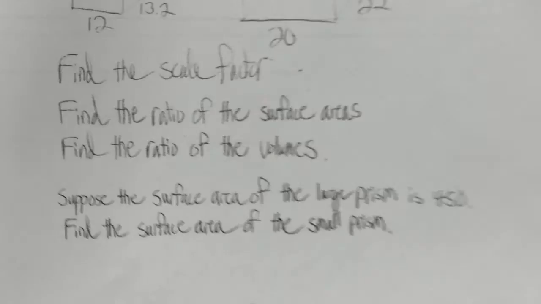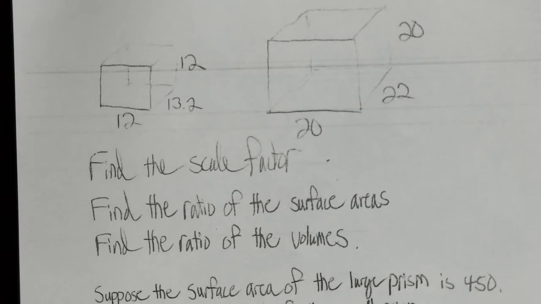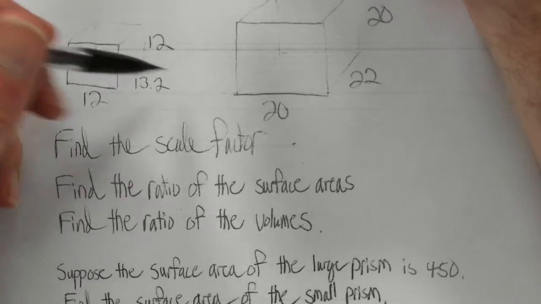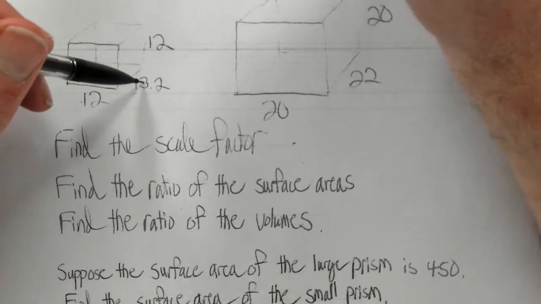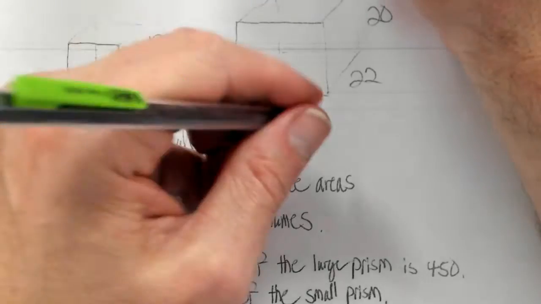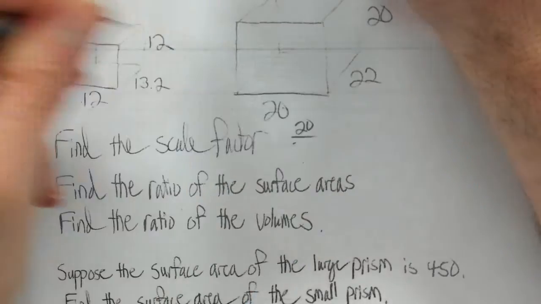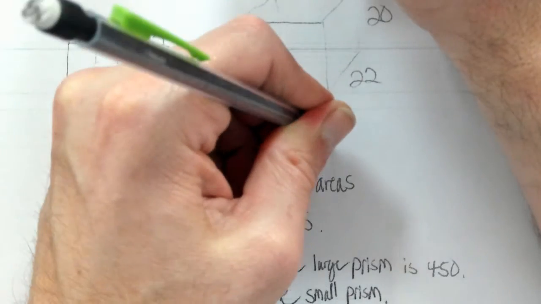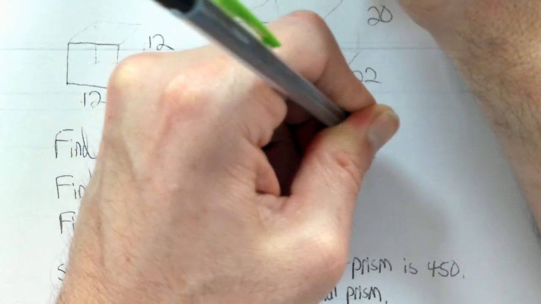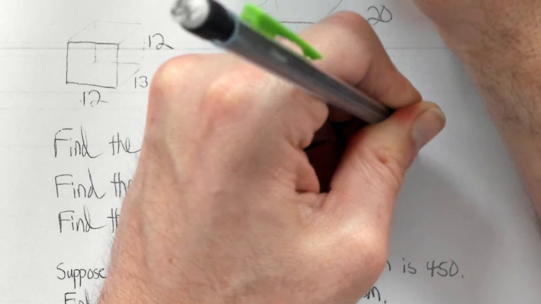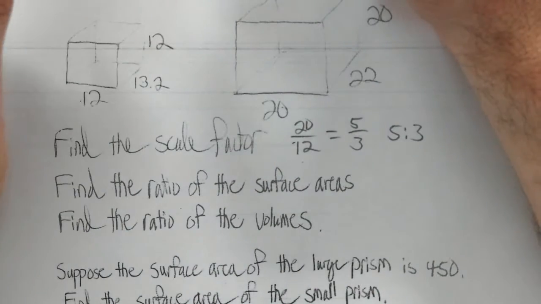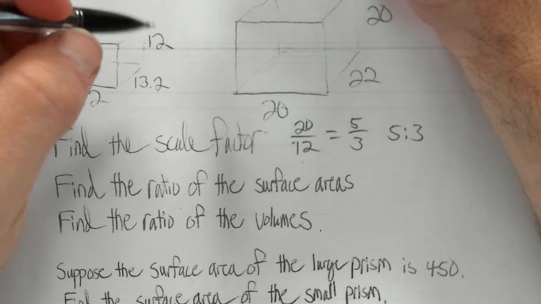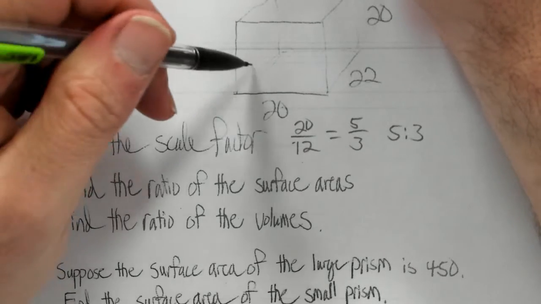Let's try another one now. So again, I've got two prisms that I'm looking at. I'll need to find the scale factor. So I'll set it up with the one that's not a decimal number here. So new over old, that would be 20 over 12. And that's going to reduce to 5 over 3. And so the scale factor is 5 to 3. That's the ratio. Which, if you divide that out, would be 1.66 times as big.